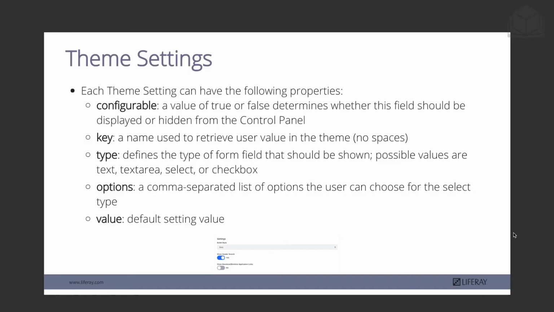Okay. And then the value is going to be basically a property we can use to set a default value. So an easy example of this is if we have a checkbox, which is essentially a Boolean, the value can be either true or false by default.